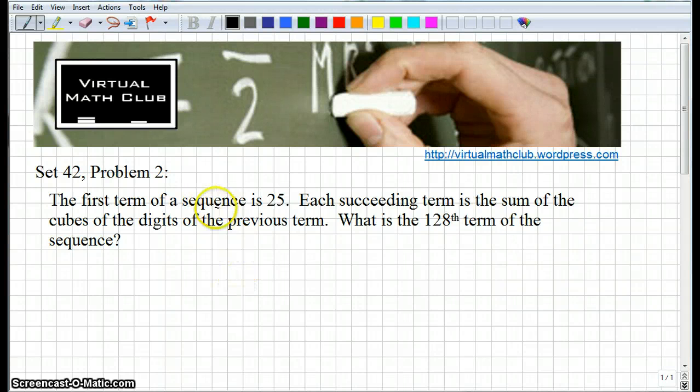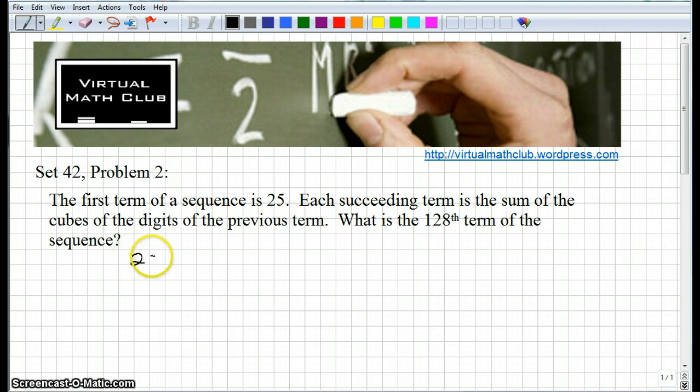Problem number 2. The first term of a sequence is 25. Each succeeding term is the sum of the cubes of the digits of the previous term. What is the 128th term of this sequence? Well, the best way to start with this one is just start listing out what the sequence looks like.